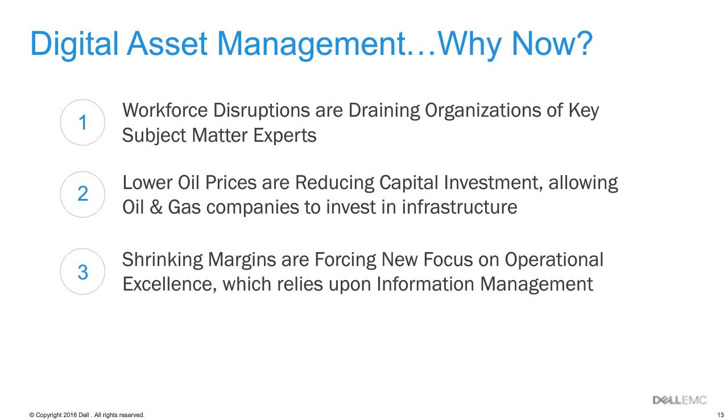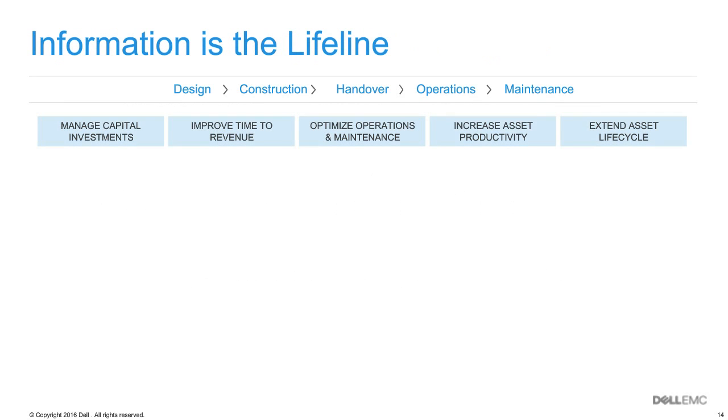Without good information management, without the ability to manage all your information, it's really difficult. And we see this across the entire asset lifespan, from designing and constructing a new plant, to operating and maintaining that plant over time. There are certainly some business objectives, and those business objectives change depending upon what phase of the lifespan of your asset you're in. At the beginning of the process, you're trying to manage your overall capital investment. You're trying to improve the time to revenue by getting those plants built more quickly. But as you move into operations and maintenance, the dynamics change.